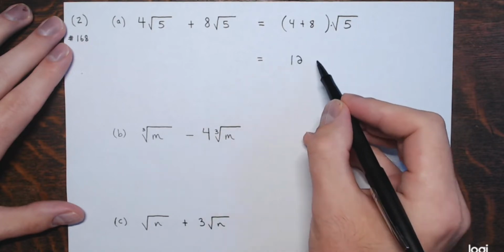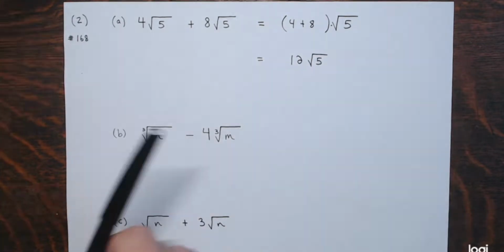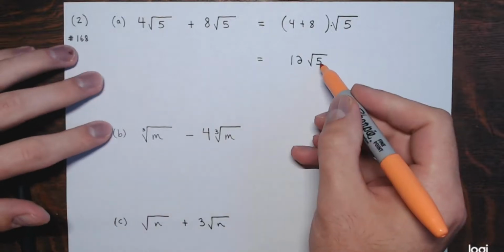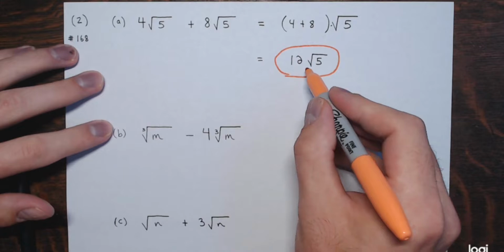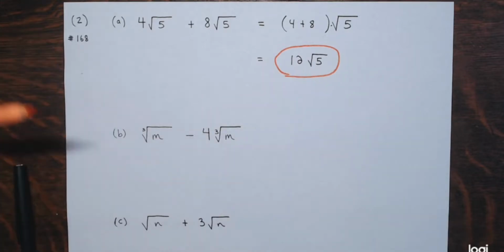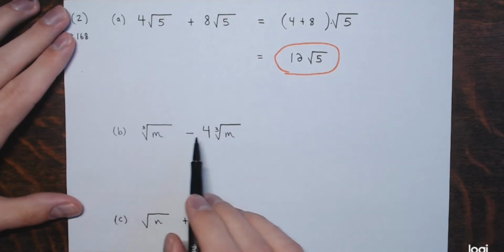So we end up with 12 times the square root of 5. And the square root of 5, that's as simple as that gets. There are no factors of 5 that are perfect squares, so we're done. This ends up being equivalent to 12 times the square root of 5. Right, in part B, very similar.